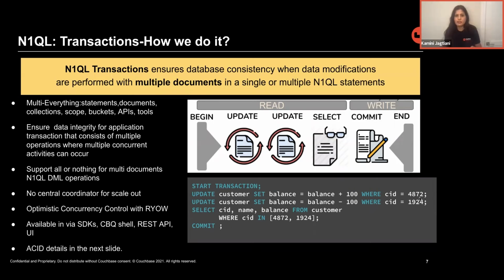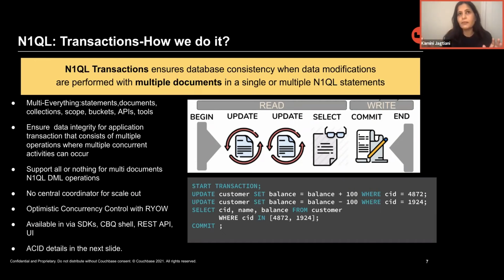Now, when the query service receives the statement, it will look at the where clause and decide an index which will serve this query. So typically that index would be with the leading key CID. The indexing service will then look at the CID equal to 4872, and it will return the document ID or the meta ID back to the query service. The query service will take that meta ID and fetch that document from the KV service into the query. It will then update the balance. So it will increment the balance.